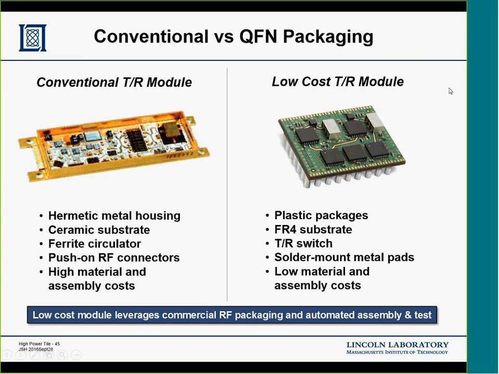Lastly, why these things are so much more expensive. You can see on the left, this is a conventional TR module with a hermetic metal housing. The substrates, the circulator, the connectors, all of these things are designed to be very robust, environmentally controlled, and hermetic. But because of that, they also have very high material and assembly costs.